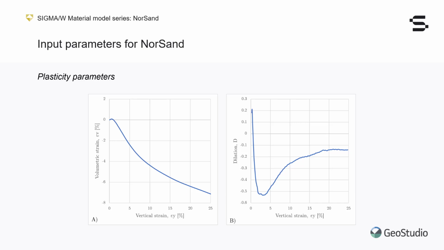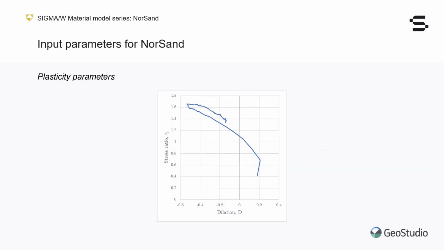Instead of looking at dilation as a function of vertical strain, let us look at stress ratio, eta, as a function of dilation. As a reminder, the stress ratio is simply the deviatoric stress divided by the mean effective stress. At the start of an isotropic triaxial test, the stress ratio is 0.